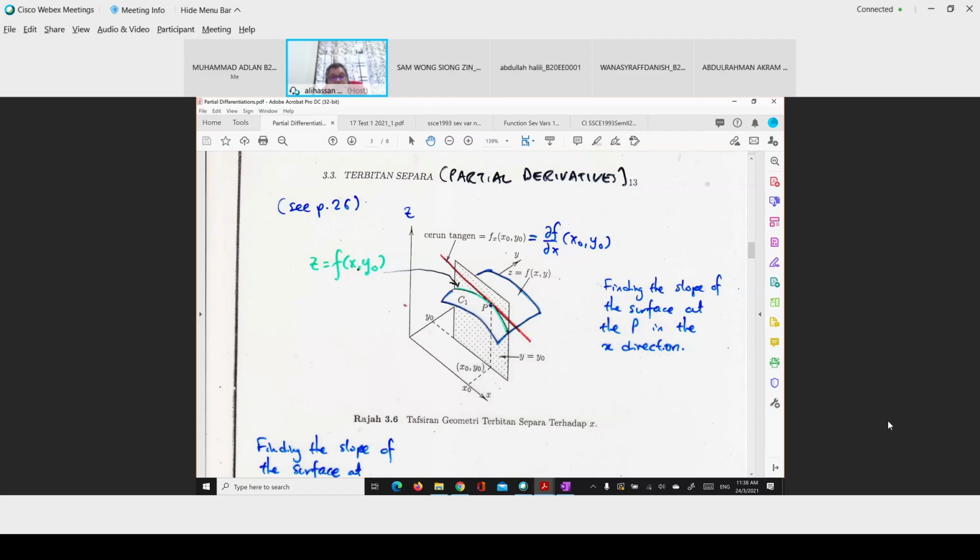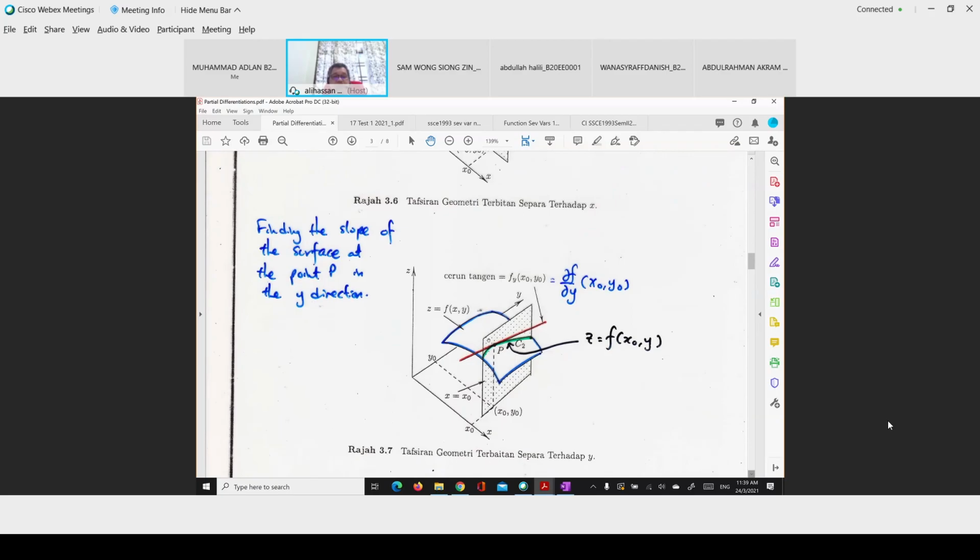So here we can determine the slope in the x direction, and we define it as f partial x at the point (x naught, y naught). Suppose P is at the point (x naught, y naught). We use this notation, f partial x, for finding the slope of the surface at the point P in the x direction. Here y naught is a constant. Along this green curve, y is always y naught, and x varies along this curve, but y remains constant equal to y naught. So we differentiate f with respect to x, holding y as a constant.